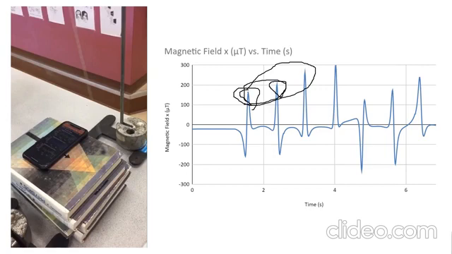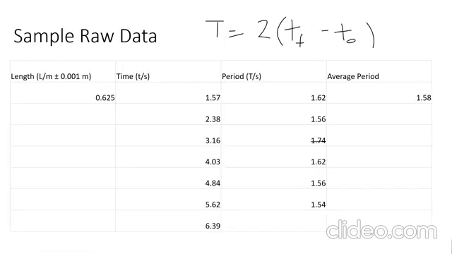Now the length is measured by half the width of the magnet plus the length of the string, with uncertainty of 0.001 meters because that is the smallest increment on the meter stick. This experiment was repeated 3 times, and this is a sample raw data from one of the trials.